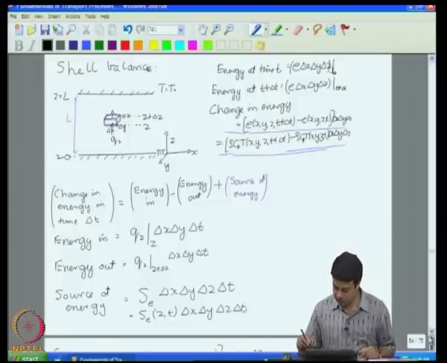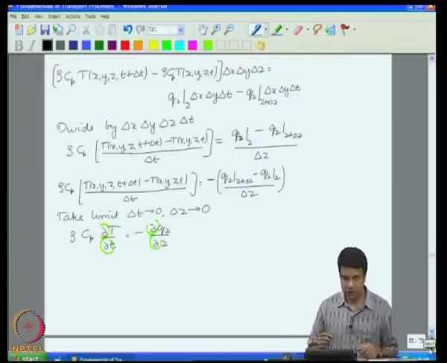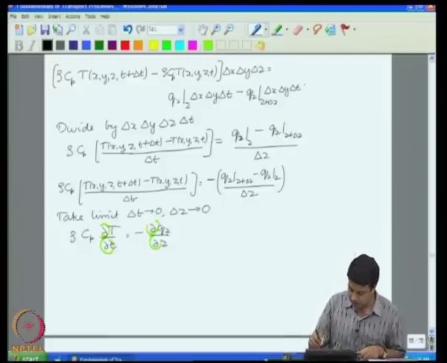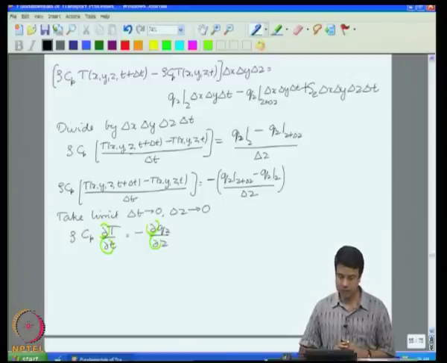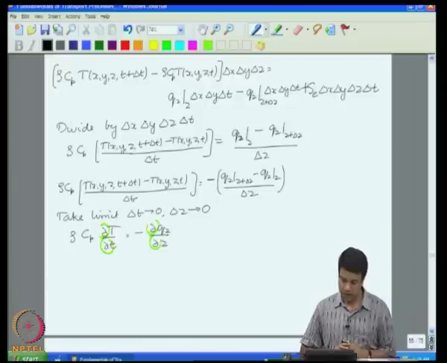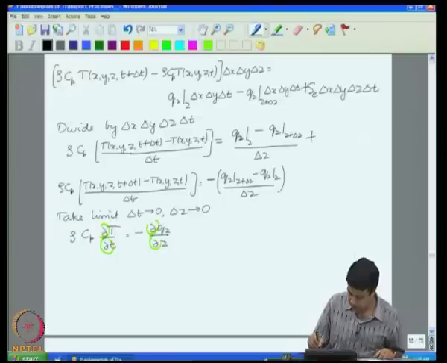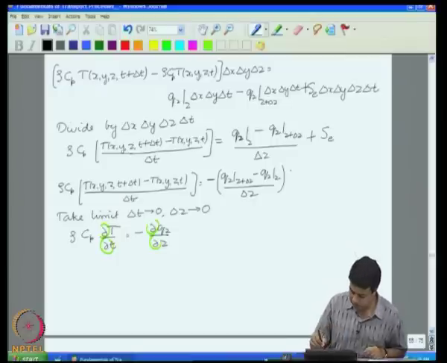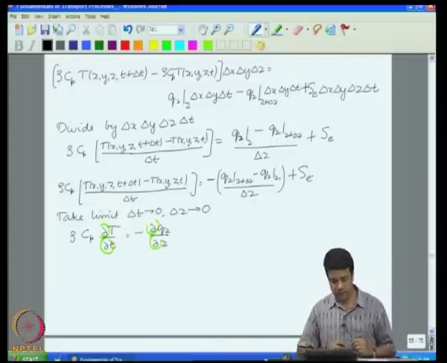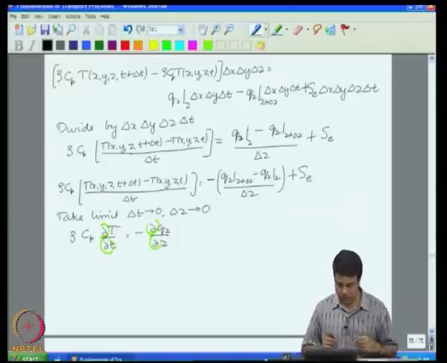How does that change the balance equation that I had earlier? I have to add another term, plus S e delta x, delta y, delta z, delta t. This is the additional term due to the source in this energy balance equation. And when I divide by delta x, delta y, delta z, delta t, I just end up with this energy source. So, this is the additional source of energy that appears in the differential equation. And if I take the limit as delta t goes to 0 and delta z goes to 0, this remains.